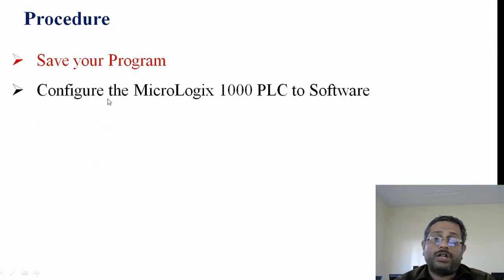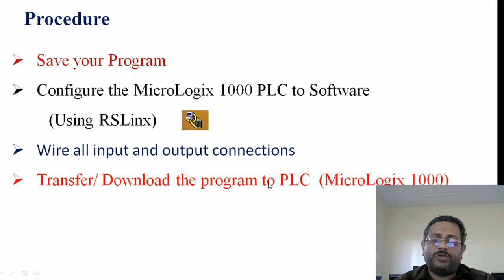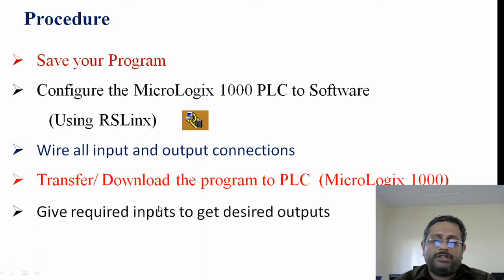Then you have to configure the MicroLogix 1000 PLC to the software to download that program into the PLC. Then you have to wire all the input output connections into the PLC. Then you have to download the program to the PLC using RSLogix 500 Starter. Then you have to check the desired outputs by giving the required inputs.